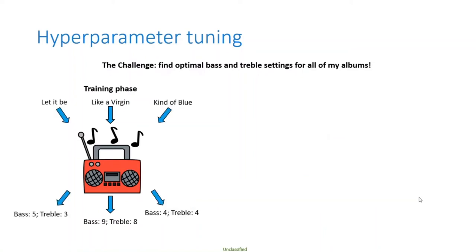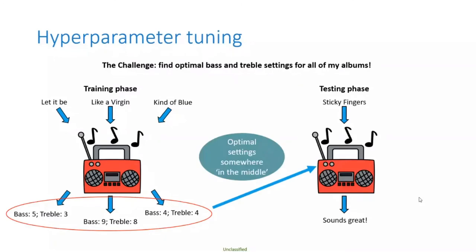So what do you do? You try out different albums from different kinds of music. Let's look at it as different data sets, or you're chopping and dicing your data set in a different way and feeding your model with it. So in this case, you put in some Beatles, some Madonna, some Miles Davis, and you try out different hyperparameters, or different bass and treble settings, and you find some sort of optimal combination where whatever new album you play after that will sound great.